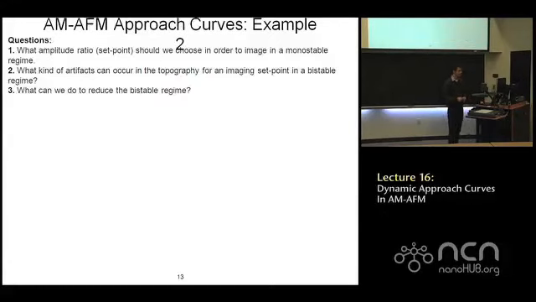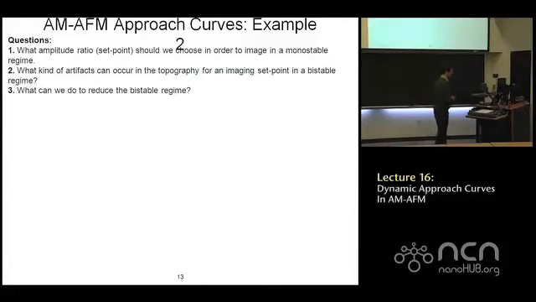Okay, so from here, you guys don't need to run any new simulations. Just sift through the results of this simulation, and I have these 3 questions for you to try to answer. One is, what amplitude ratio should we choose to ensure that we're in a monostable regime of oscillation? What can happen is, if you're imaging in a bistable regime, you can transition back and forth between the two regimes, and that causes imaging artifacts, basically.